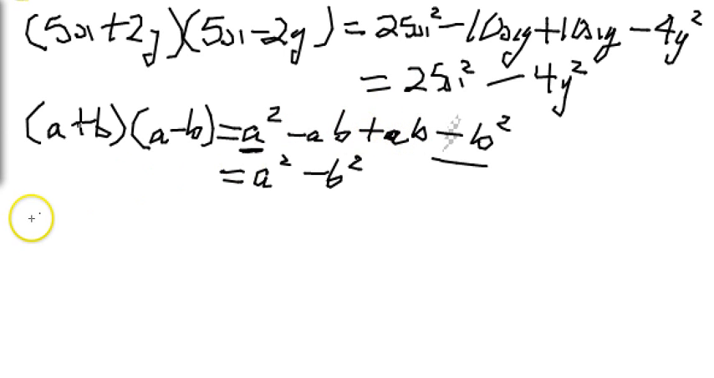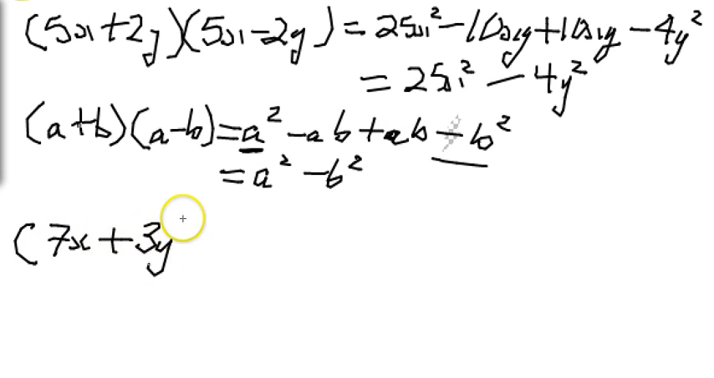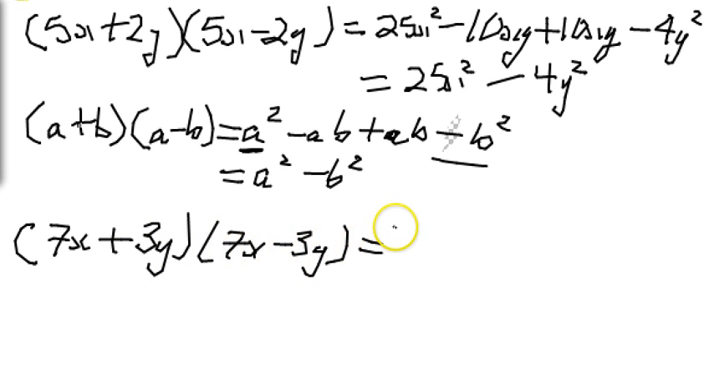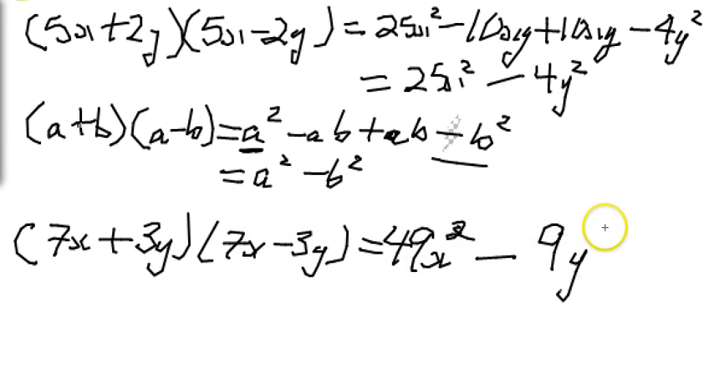Okay, so let's do that the easy way. 7x plus 3y times 7x minus 3y equals the first term squared, 49x squared, and minus the last term squared, minus 9y squared. So that's the special product, or the product of a sum and a difference.